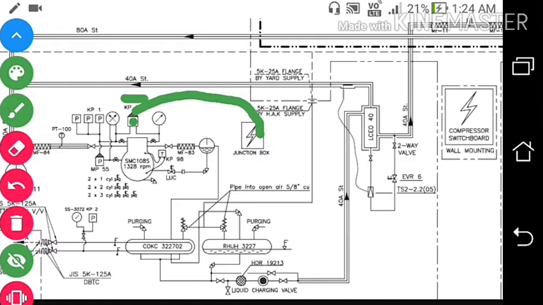Now you can see in this we have an oil separator over here, at the discharge of the compressor. In the oil separator we have a relief valve. You can see this is the relief valve at the outlet. So in the oil system, the relief valve is set to about 2.5 bar above the crankcase pressure.